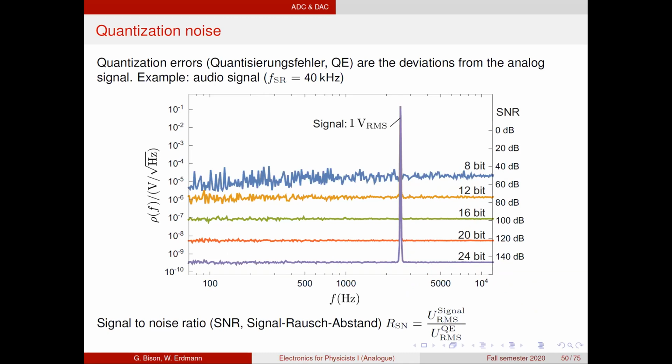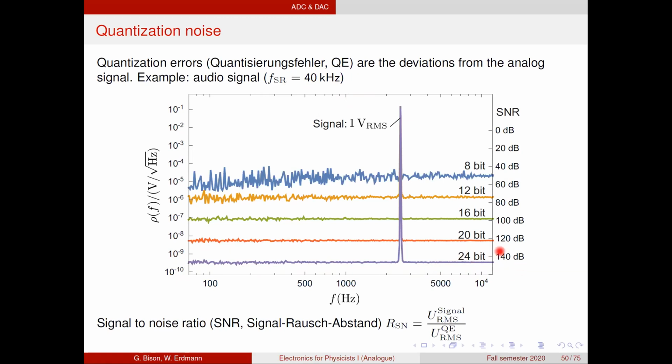Now there are different methods to measure that. We have one scale here in volt per root hertz. You can see that, for example, for this 40 kilohertz sampling rate that we have in this example, we have something less than a nanovolt per root hertz for a 24-bit ADC. So this is a really, really small noise level, and in reality, the noise will be larger.